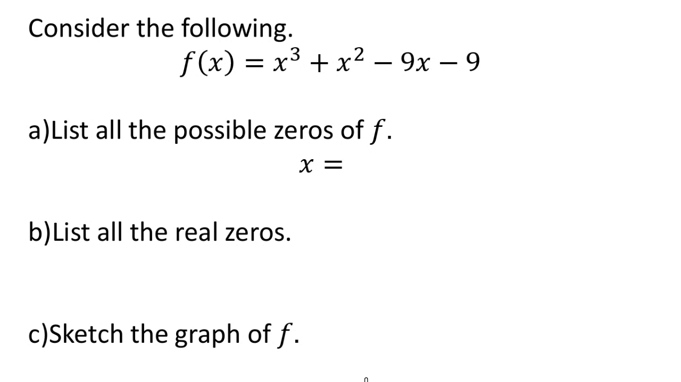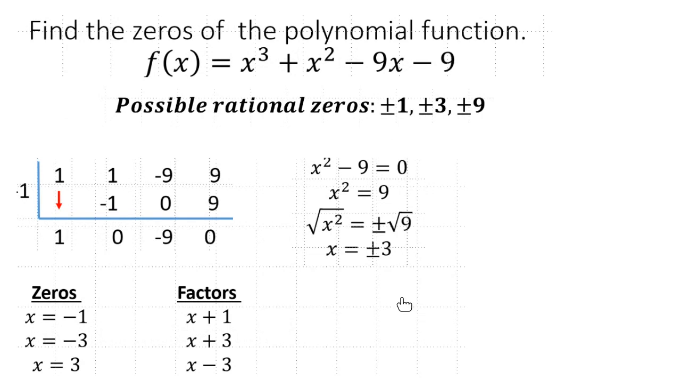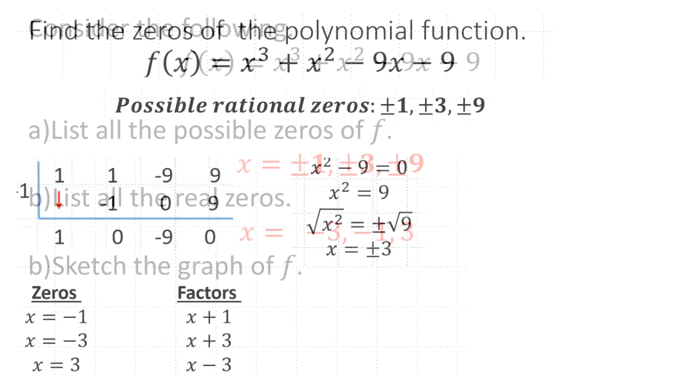Okay. So as a reminder of what we got for x cubed plus x squared minus 9x minus 9, I wrote it on the next page. So remember earlier, the possible rational zeros were 1, 3, and 9. And when we did synthetic division, we got 0. So x equals 1 should be a 0 here. And then we got our plus 3 and our minus 3 were zeros. Okay.